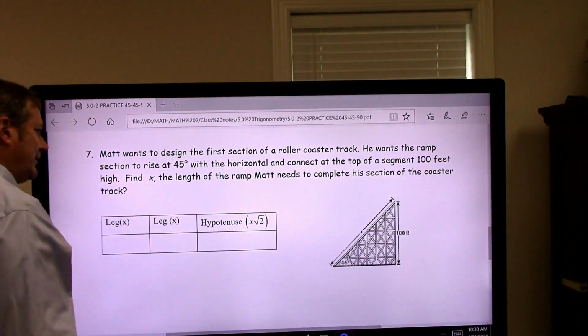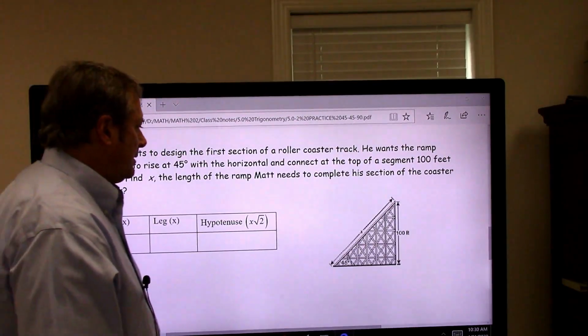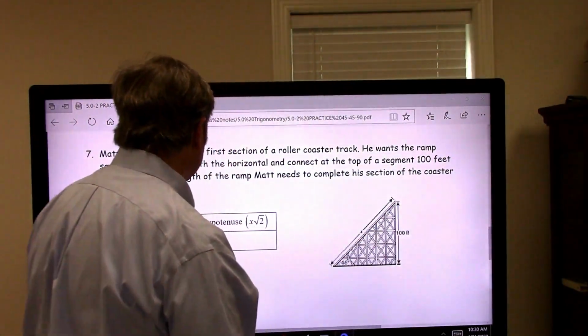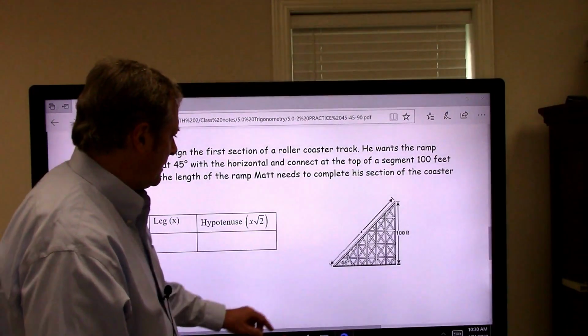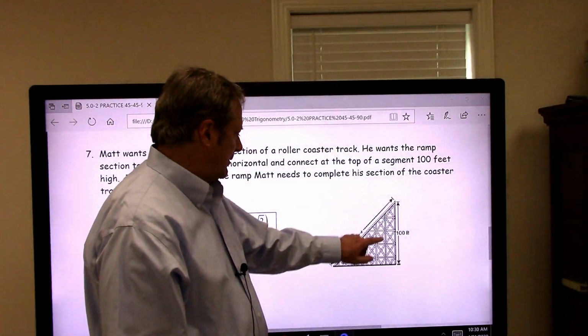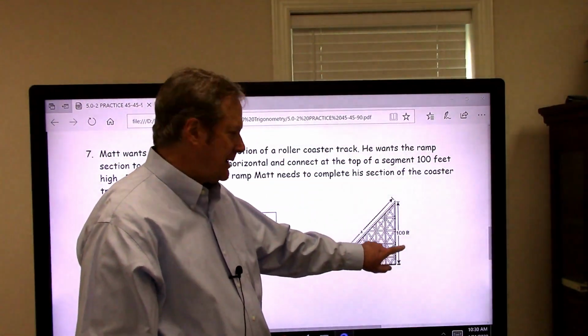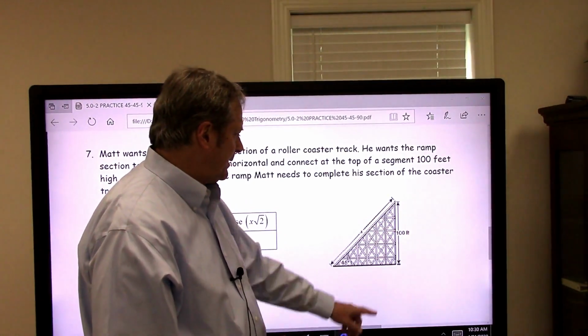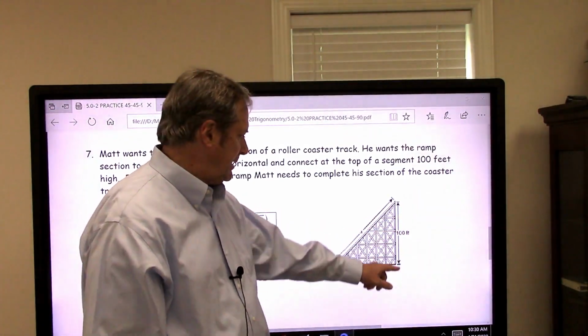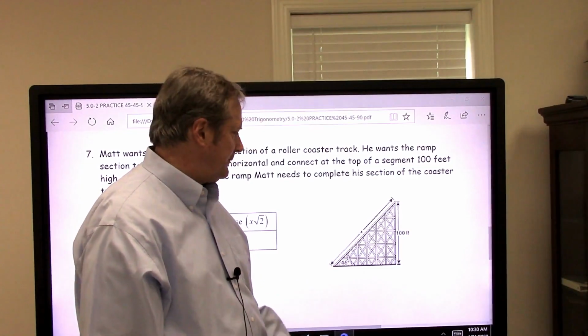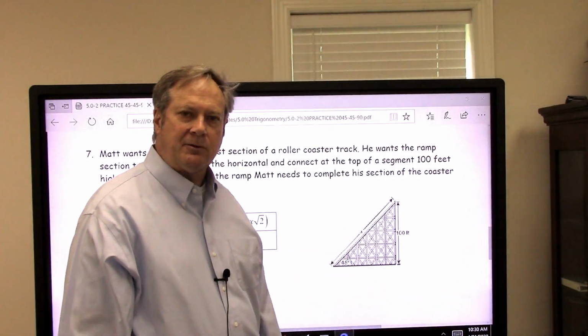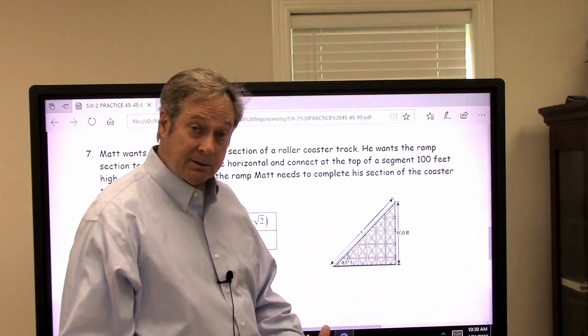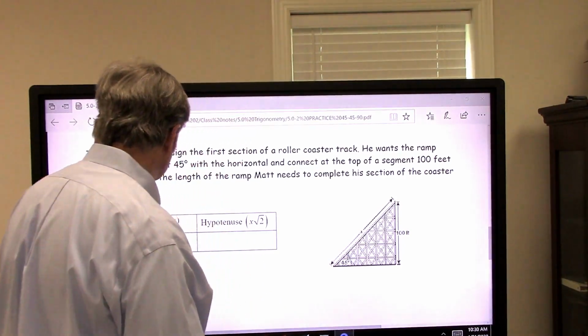Let's go to number 7. Notice that this, what is this thing? A roller coaster. That's a 45. So if that's 45 and we assume that's a 90, that's got to be a 45. So if this is 100 feet here, that guy's got to be 100 feet. And this length would be 100 feet times square root of 2.